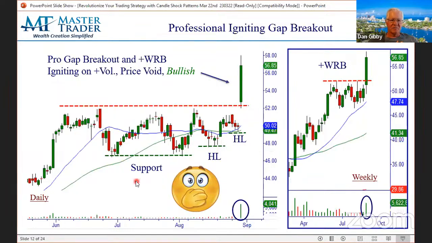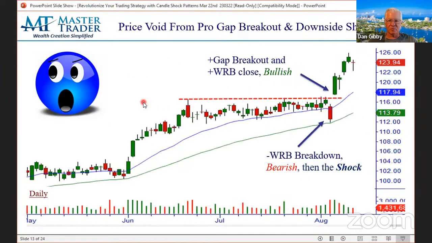Here's a shock pattern. I've got a multi-week consolidation on the daily chart. It's a gap breakout. It's a breakout on the weekly. Notice how there's a pretty darn small bottoming tail. And so that means strength. It couldn't retrace from profit taking or shorts or whatever. And that's a sign of strength. That's an igniting gap breakout shock.